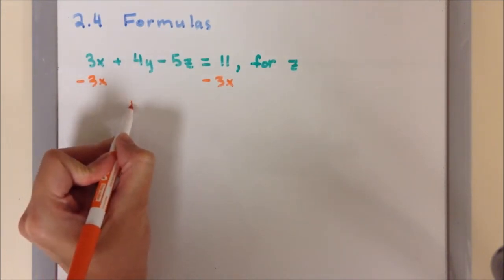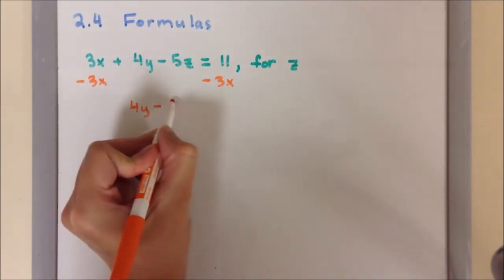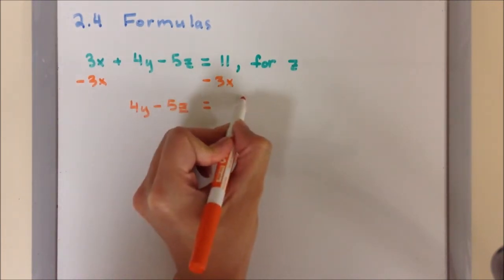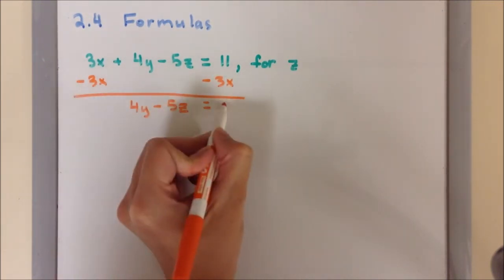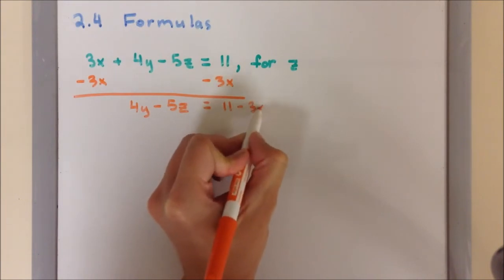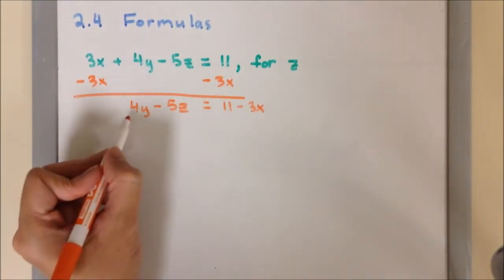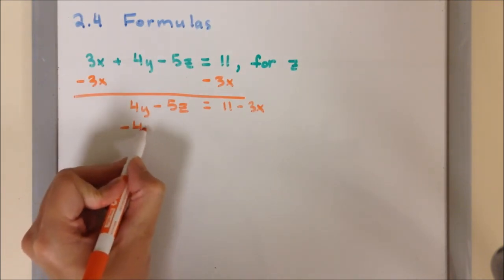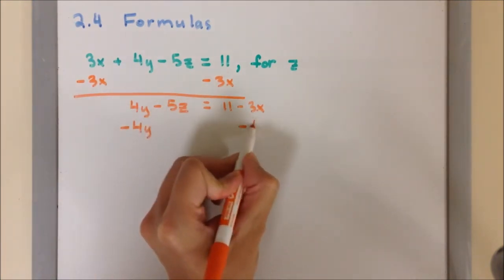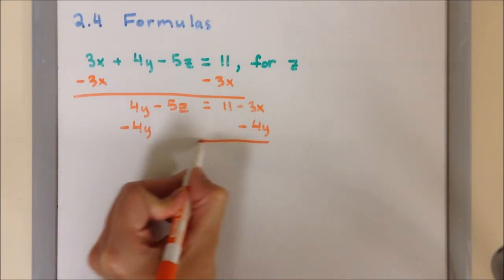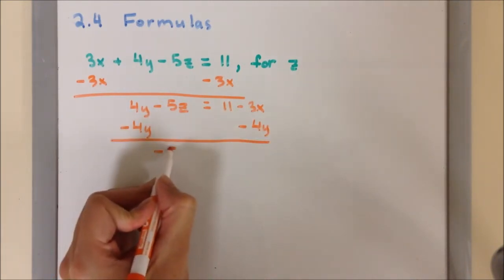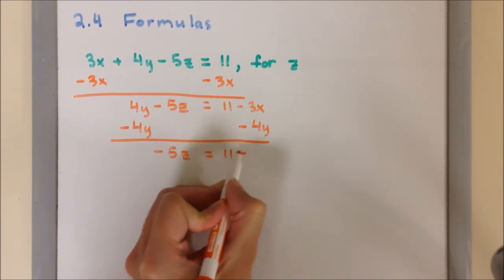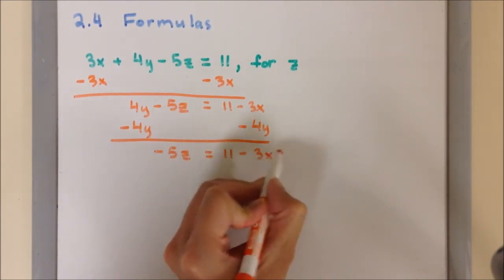So minus 3x on both sides. It's going to be 4y minus 5z equal 11 minus 3x. And then I want to cancel out the 4y, so it's going to be minus 4y. So it's negative 5z equal 11 minus 3x minus 4y.